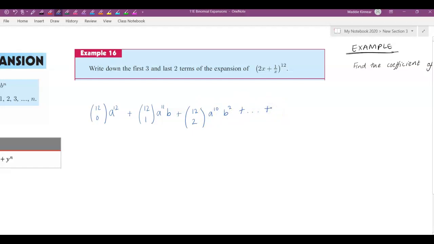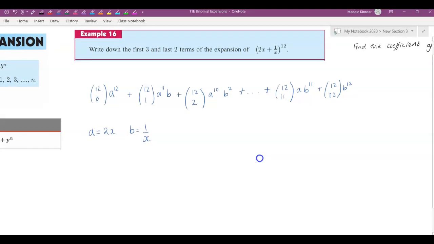Our last 2 terms are going to be when we have 12 choose 11, because that would be 1 before, and a will be to the power of 1 and b now will be to the power of 11 because it will go up to 12, and our last term will be 12 choose 12, and it will be b to the power of 12 because a will be to the power of 0. Now in our case, a is equal to 2x, b is equal to 1 on x. So we can actually work this through, and if you type in 12C0 on your calculator and then 12C1 and so on and so forth, you actually get the following.